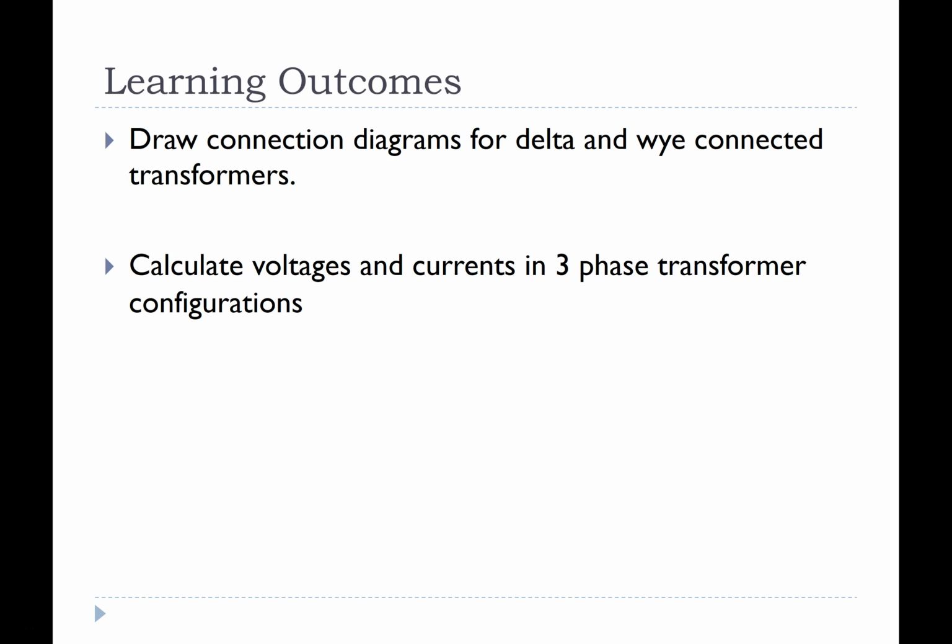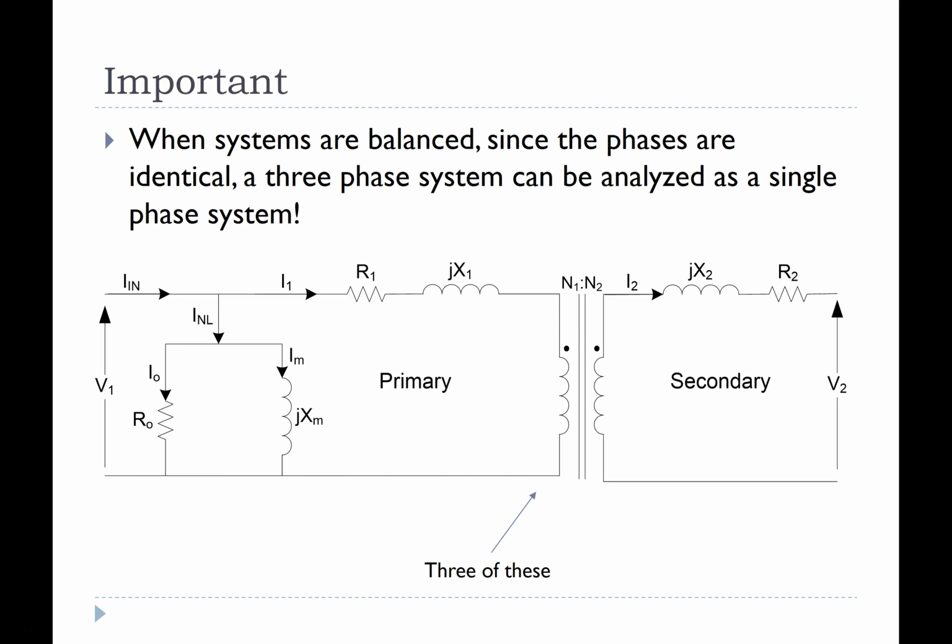So by the end of the session, you should be able to draw connection diagrams for delta and Y connected transformers, and you should also be able to calculate voltages and currents in three-phase transformer configurations. Here we are not talking about equivalent circuits and calculating the voltage drops and so on across them. I'm just talking about tracking the voltages from delta to star to delta, etc. across the transformer. So we are taking more of a bird's eye view of the problem.